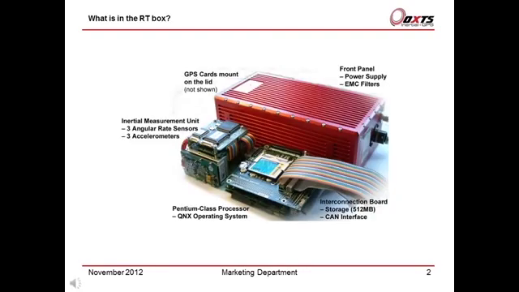Now we should be looking at what is in the RT box. On the left hand side of this picture you'll see the inertial measurement unit. As you'll see, the Pentium processor is at the bottom of the right hand corner. The top board contains the connections to the IMU, the front panel power supply, and the Pentium processor and the two cables to the GPS cards.